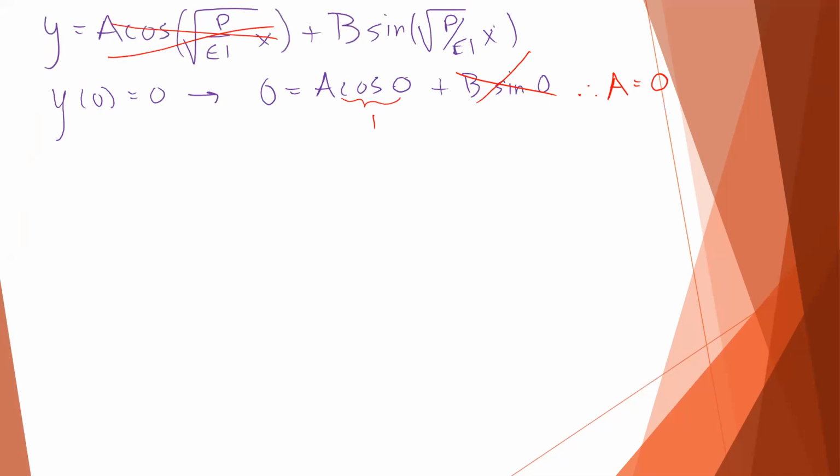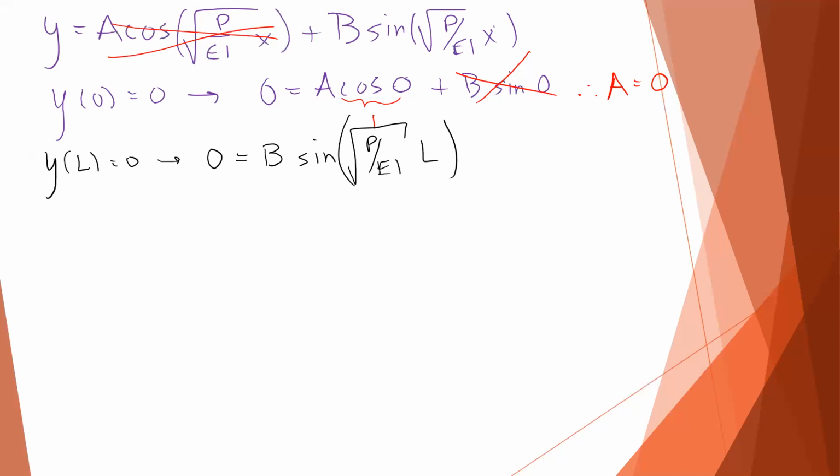So now we can take a look at the other boundary condition and see if that gets us meaningful information. We have y of L equals 0. That tells us that 0 equals B times the sine of square root P over EI times L. So what are the two ways that we can make this equation satisfied? Either B is 0 or this term is 0.